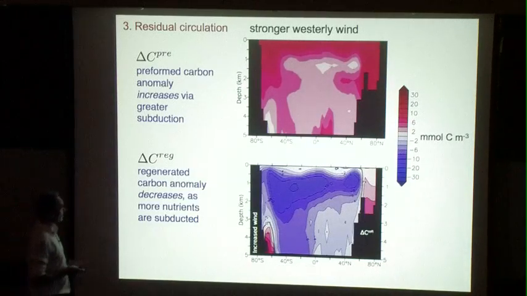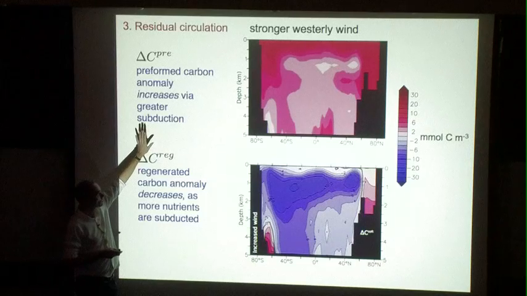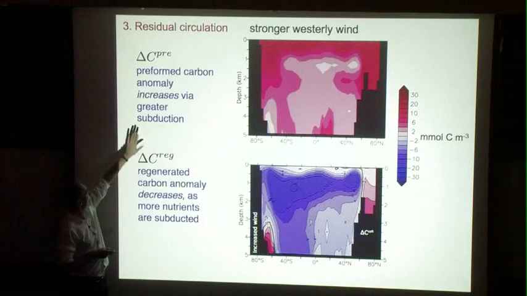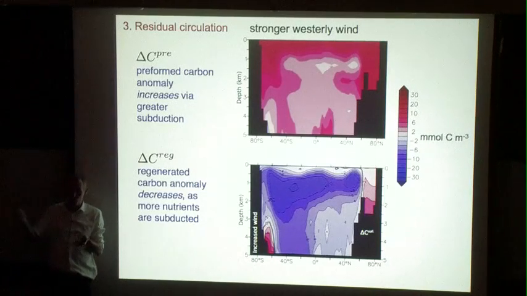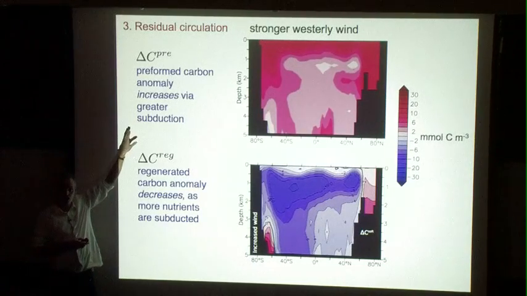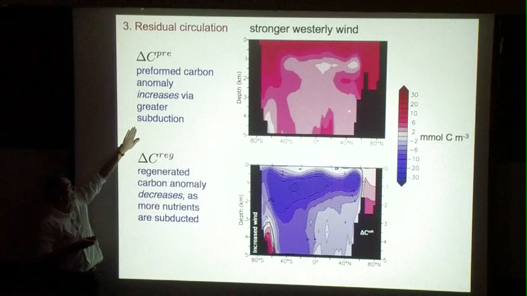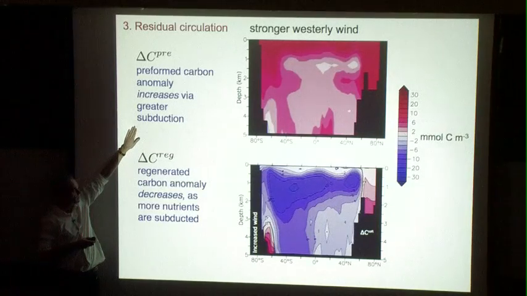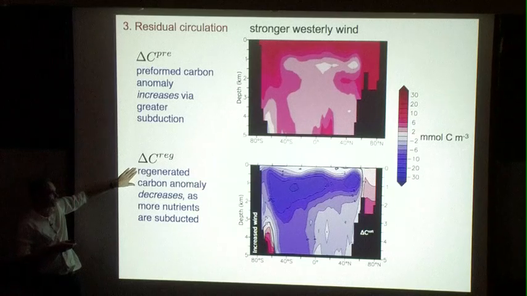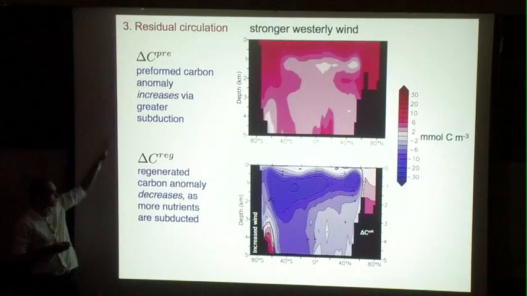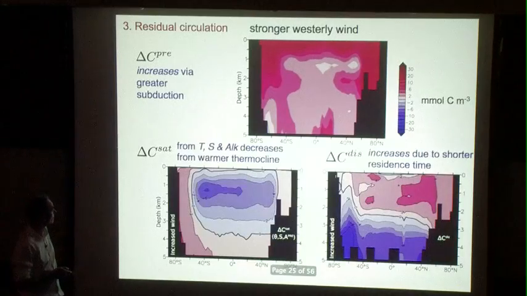So what do we then get? If we look at it in terms of this framework, we see a first order opposing response. Very simply, stronger winds, stronger residual circulation, stronger subduction. There's a greater transfer of preformed nutrients and carbon into the ocean interior, so the preformed carbon anomaly is positive in this problem. In turn, the regenerated carbon anomaly decreases due to more of those surface nutrients being subducted. So there's this opposite sign.